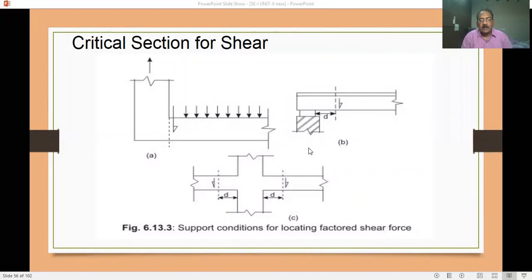If you remember this figure, what will happen? You will understand what the critical section is. Instead of always studying theoretically, you observe these figures, try to understand this figure. If you understand this figure, you will always remember what the critical section for shear of the beam is, that is, effective depth from the edge of the beam. That is the very important point.